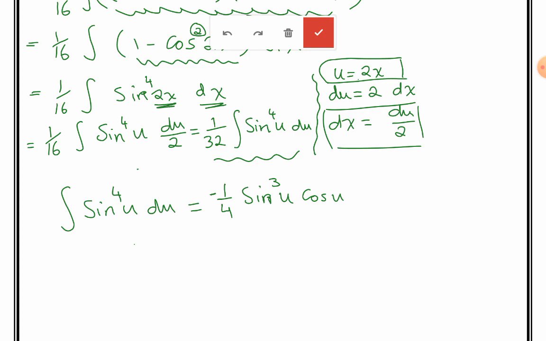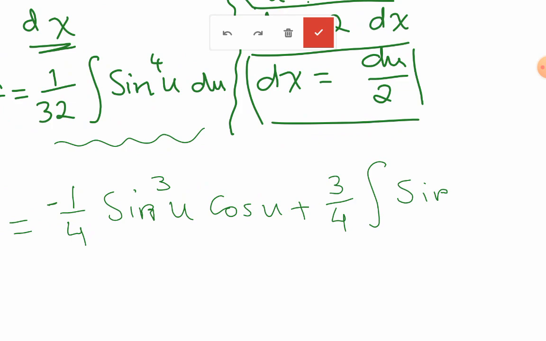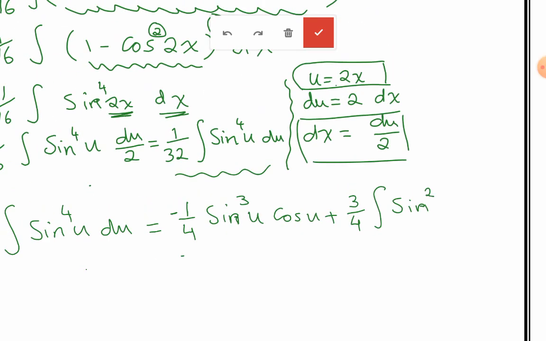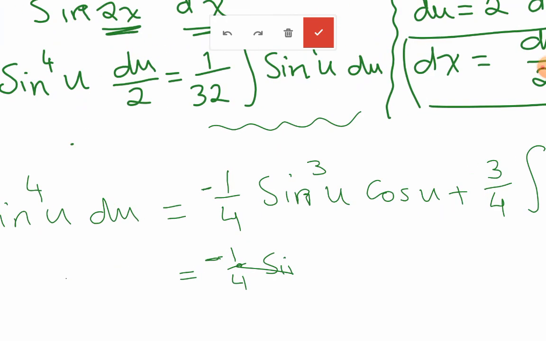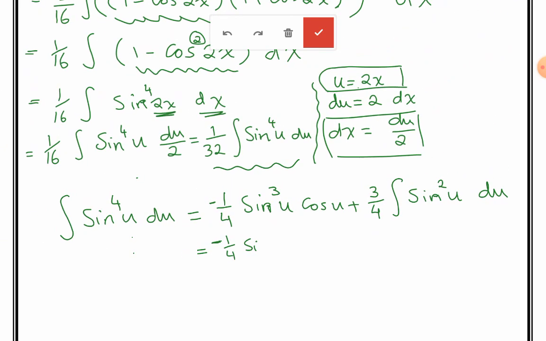then plus n minus 1, which is 3, all over 4, the integral of sine to the power of 2 u du, equals negative 1/4 sine to the power of 3 u cosine u plus 3/4, and sine squared can be written as 1/2 into 1 minus cosine 2u du.